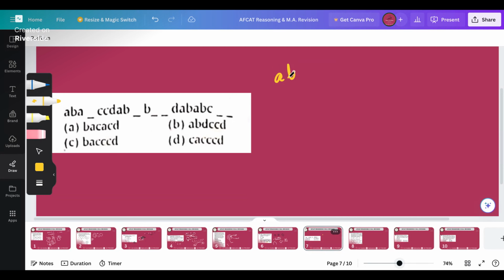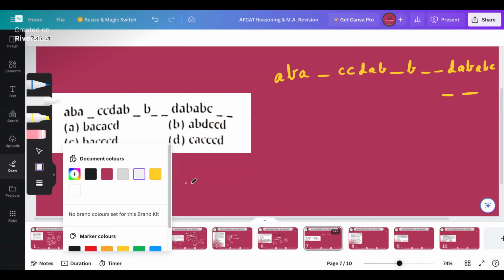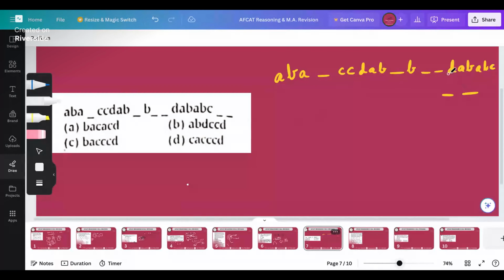So just write down A, B, A dash, C, C, D, A, B dash, B dash dash, D A B, A B C dash dash. Now observe certain things. D A B, D A B, D A B. Is it coming the same? After that, what is that? A B C. D A B, A B C. Just write it down like this. D A B, D A B, A B C.